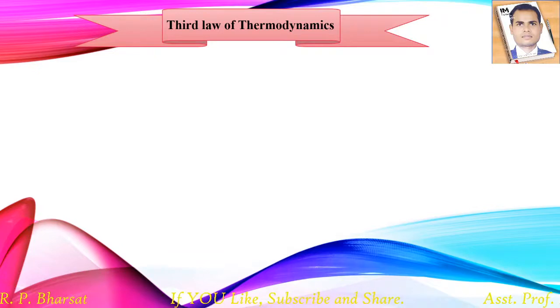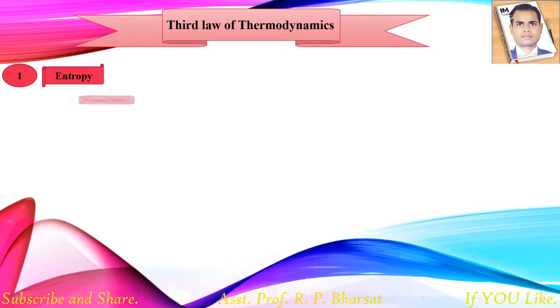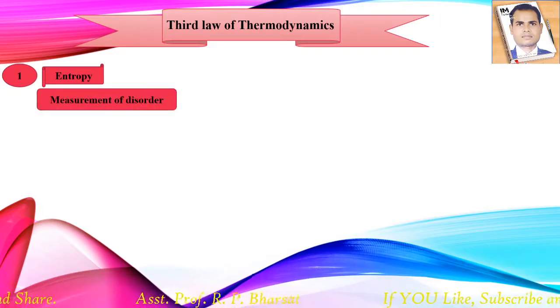In this case we already know what is meant by thermodynamics. Now we have to see what the third law of thermodynamics is. To study the third law of thermodynamics, we should know three terms. The first one is entropy. Entropy means the measurement of disorder, and disorder means the movement of molecules.